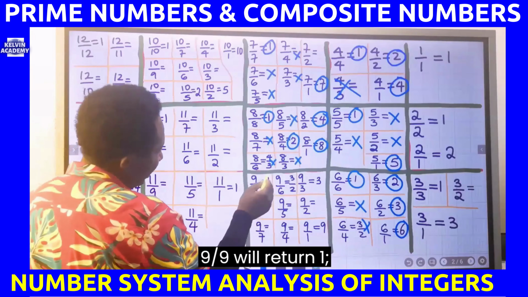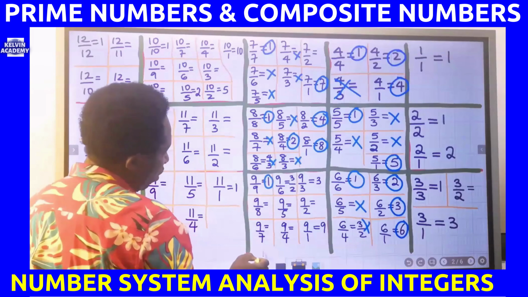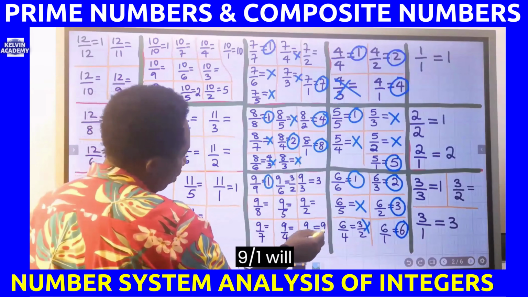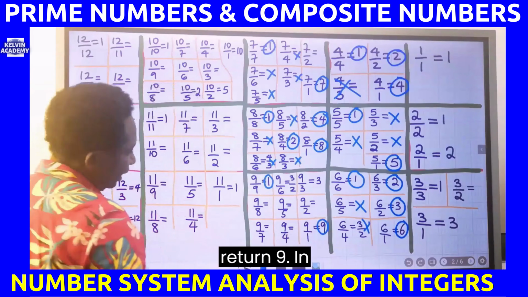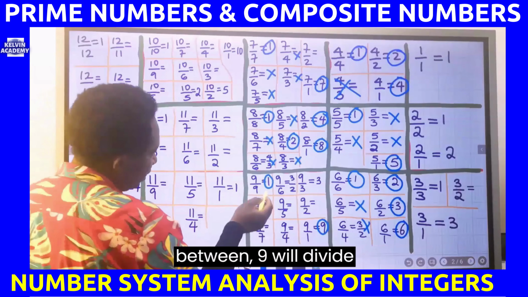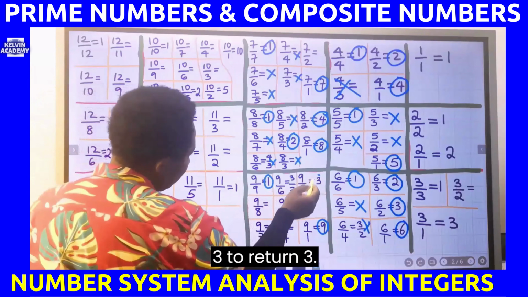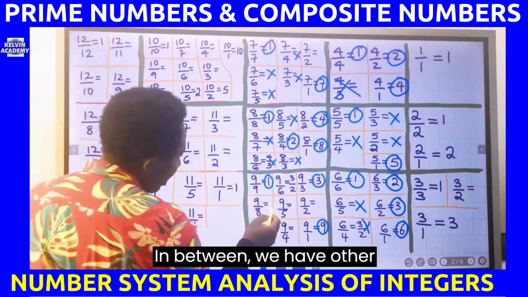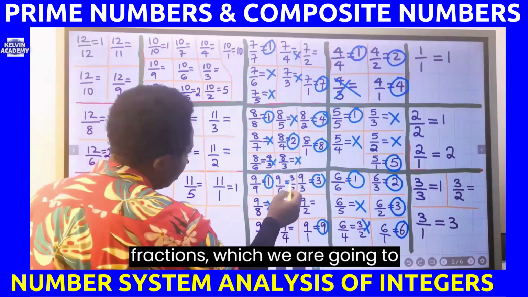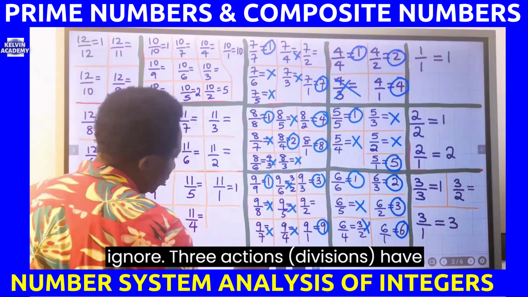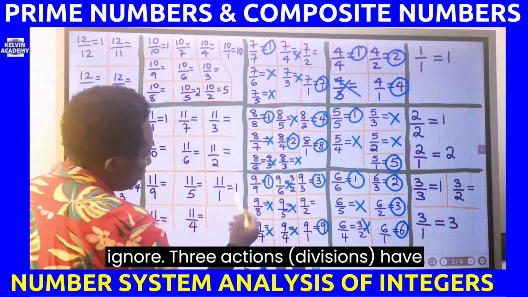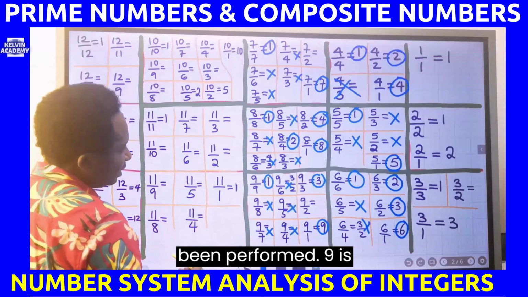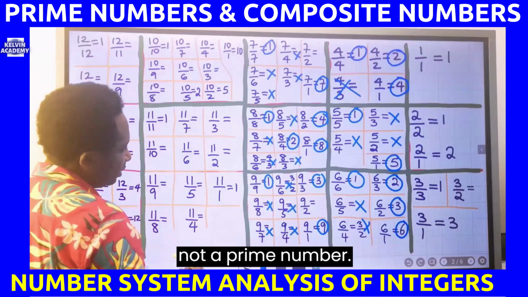9 divided by 9 will return 1. 9 divided by 1 will return 9. In between, 9 will divide 3 to return 3. In between, we have other fractions which we are going to ignore. 3 actions have been performed. 9 is not a prime number.